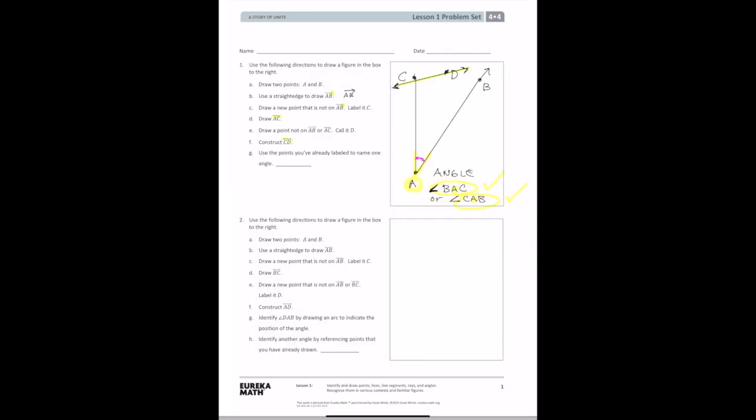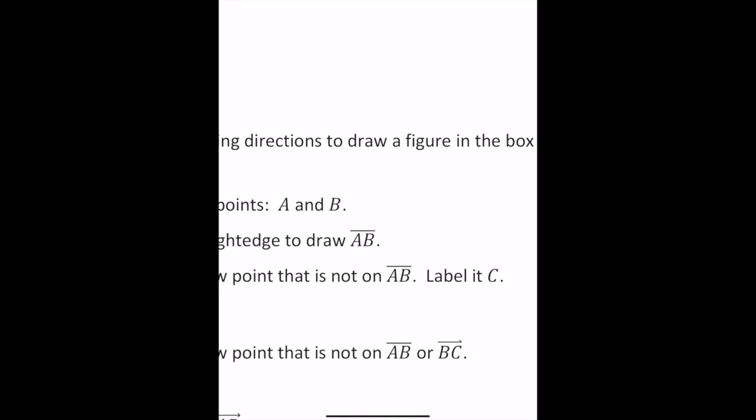All right, let's go ahead and move on to number 2. And it says, use the following directions to draw a figure in the box to the right. Okay, so we're going to do a similar action with 2. It says, draw 2 points, A and B. Okay, let's try that again. So we'll draw 2 points, A and B, and label them. Always label your points so you have a clear point of reference. Then it says, use a straight edge to draw line segment AB. And how do we know that's a line segment? Because there's just a single line representing a segment, a portion of a line, and it has AB in it.